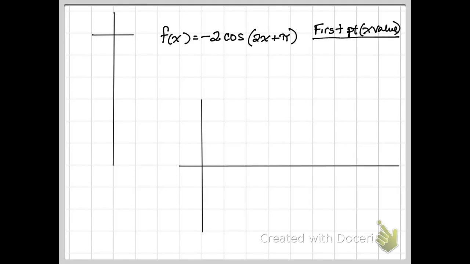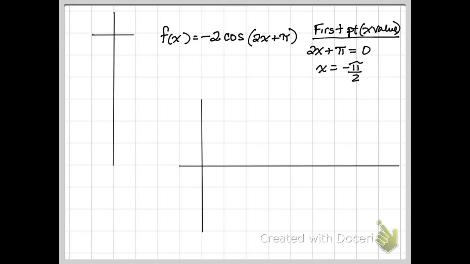I'm going to do that by taking the argument, and that is whatever we're taking the sine or cosine of. In this case, 2x plus pi. And I'm going to set that equal to 0 and solve for x. So we get negative pi over 2. And that's going to be my first point.